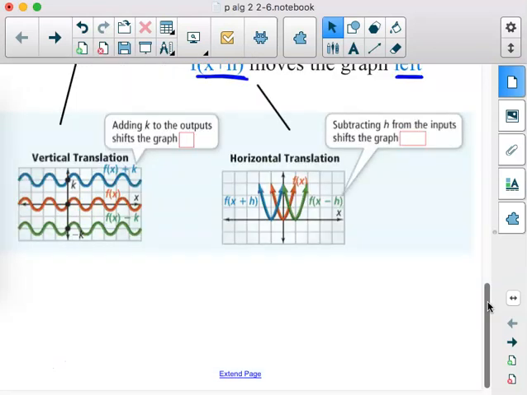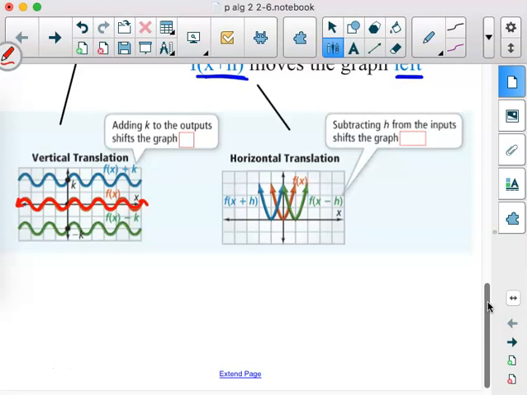So here's what we want to see. It says adding k to the outputs shifts the graph. So here's what I'm looking at first, and here's where I want your three colors. The one in the middle is just f of x. So I'm going to color code that one the red that they already have here, and I'm going to put arrows on the end because I'm going to assume that that just keeps going.